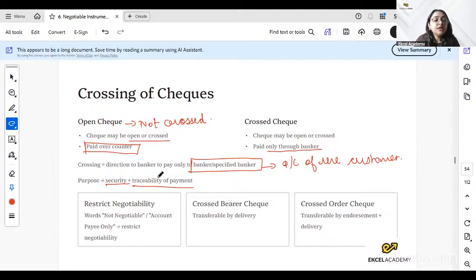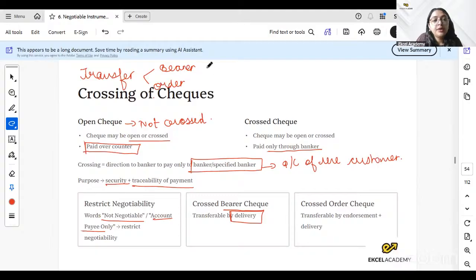Restrict your negotiability. The words not negotiable or account payee only will restrict your negotiability, which does not mean that you cannot transfer, but that the transferee will not get a better title than that of the transferor. So if somebody without title has endorsed it, then the endorsee will also get a defective title only. Then you have a crossed bearer check. It is transferable by delivery, because bearer checks are transferable by delivery. So when we are speaking about transfer, you have your bearer check and you have your order check.